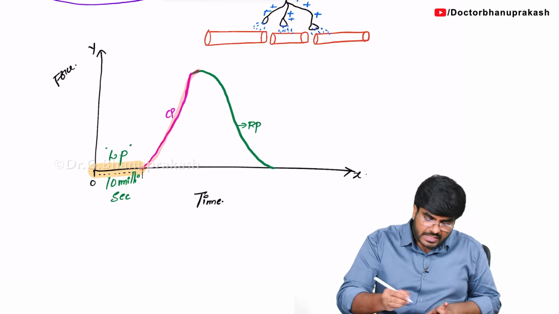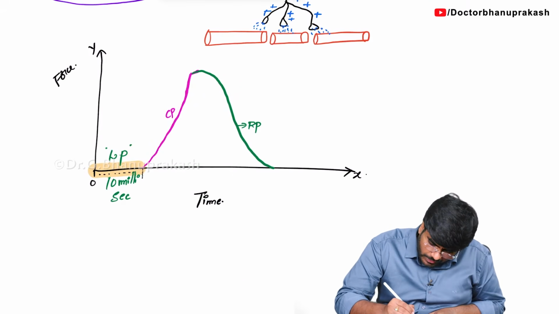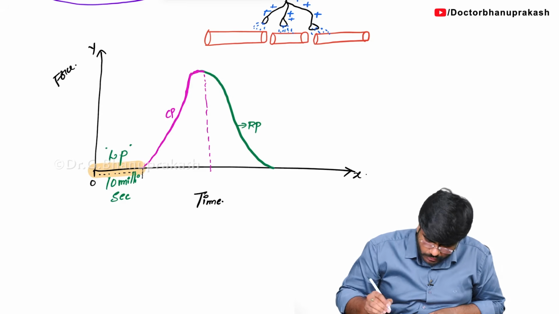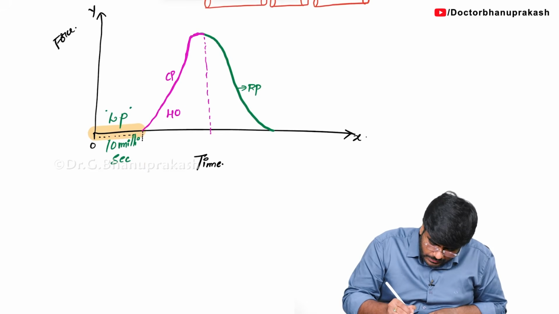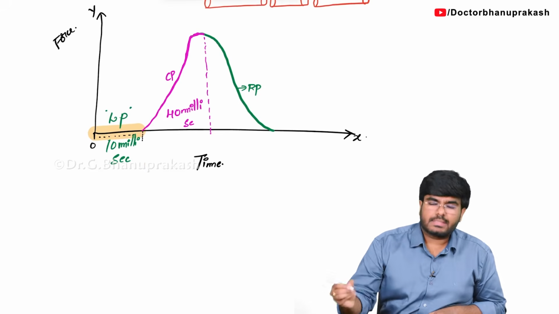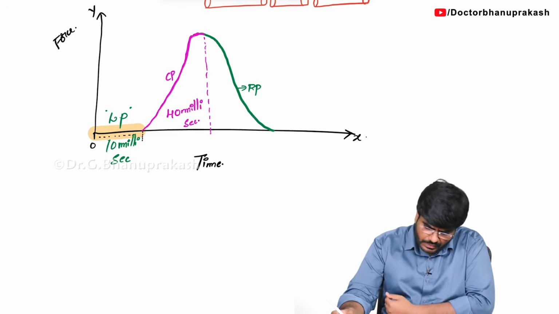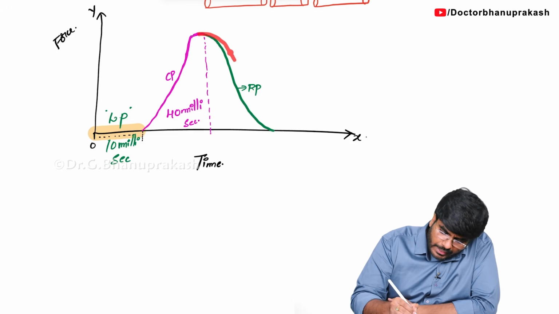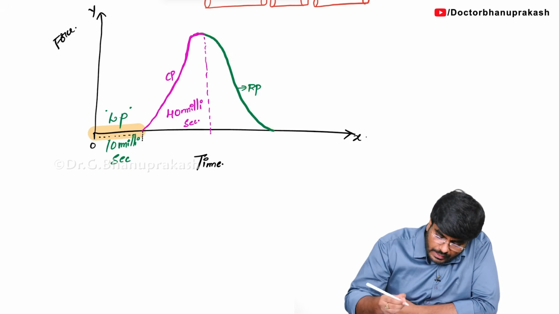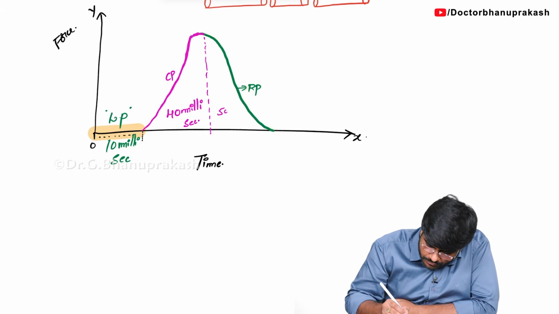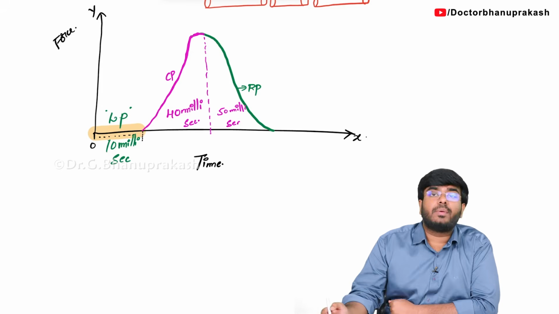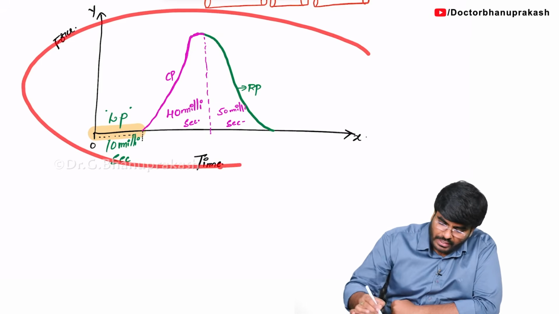After that, there is going to be contraction, a gradual rise in the force that is generated. This is the contraction period. For how much time? Let's say it is going to be there for 40 milliseconds. Next, what is this period that I am highlighting here? This is the relaxation period, and the relaxation period is for 50 milliseconds.